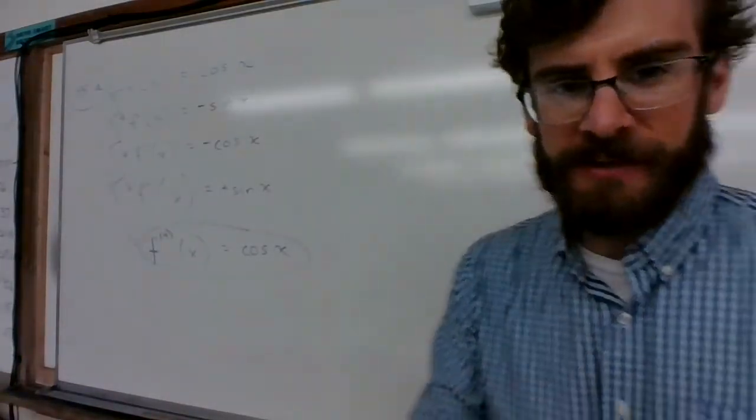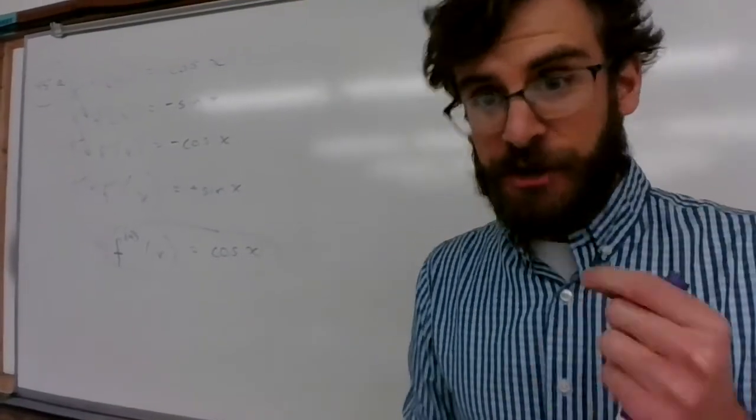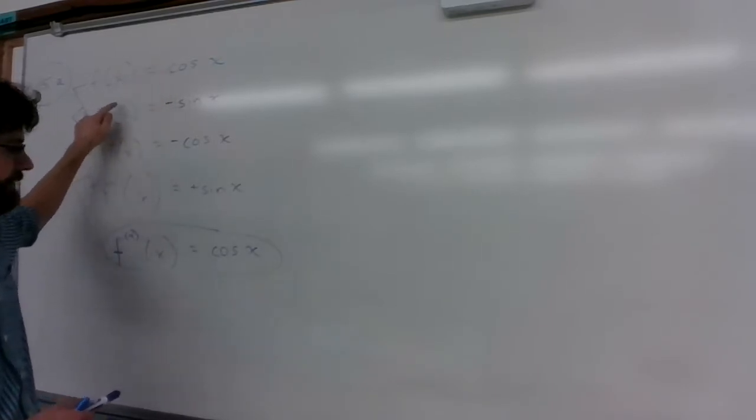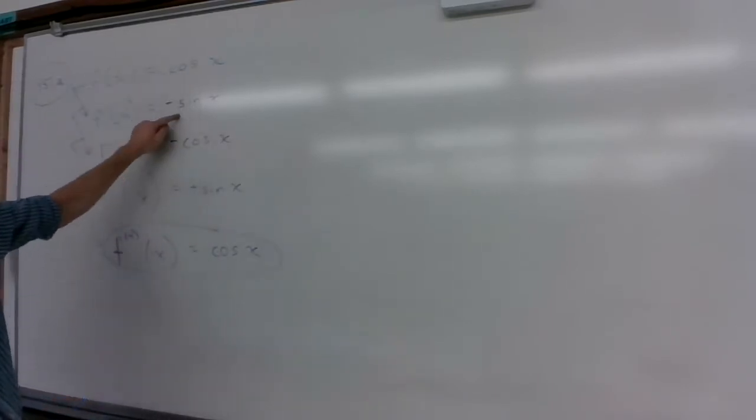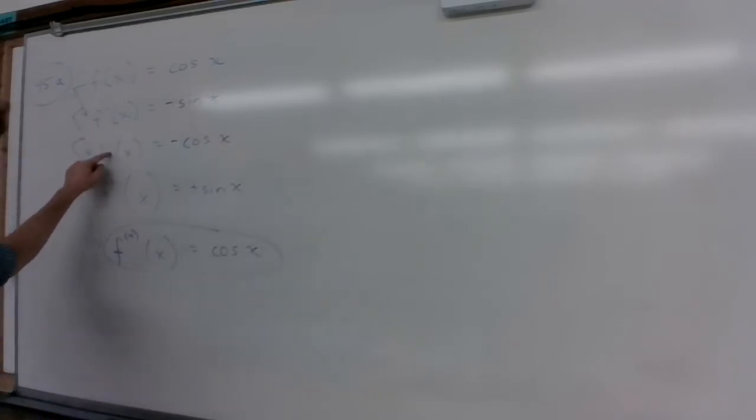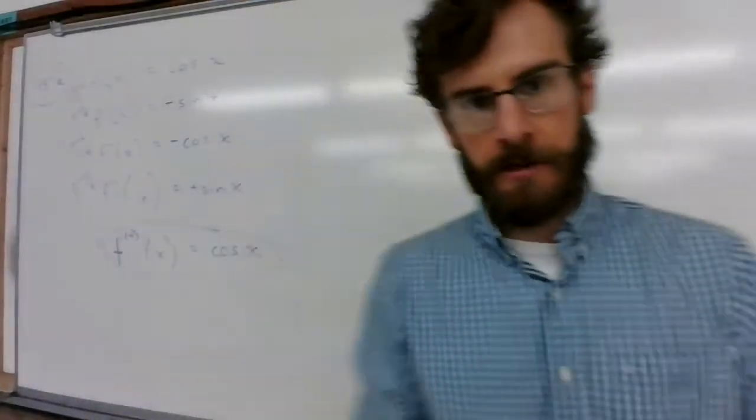Now think about this. The fifth derivative is going to be just like my first derivative, because the derivative of cosine is negative sine. We're back to the first derivative. Here's the sixth derivative, and the seventh, and the eighth, and then it just recycles again.